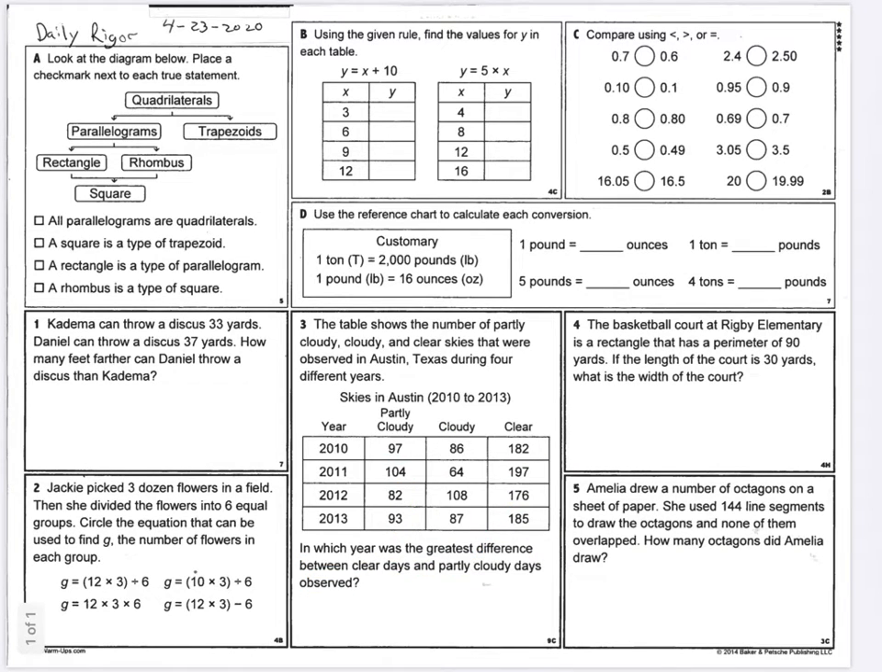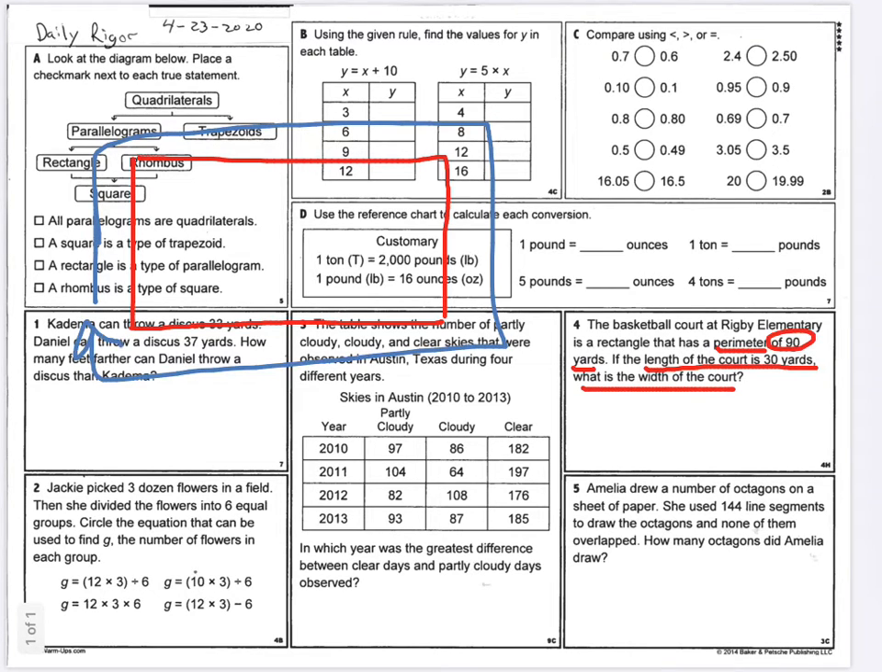Number 4, the basketball court at Rigby Elementary is a rectangle that has a perimeter of 90 yards. If the length of the court is 30 yards, what is the width? So we want to know the width. We know that the perimeter is 90 yards and the length is 30 yards. So we're going to draw us a picture. So there's the court. I know if I was to take and add up all the way around, it would be 90 yards all the way around. Because remember, perimeter is the edge. Perimeter is the fence that keeps your dog inside the yard. Okay? So the perimeter is 90 yards.